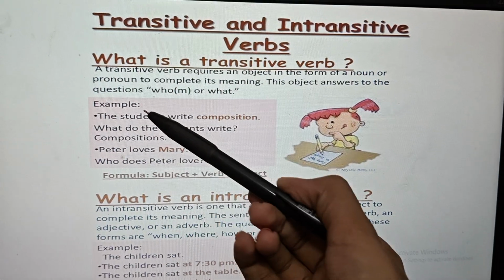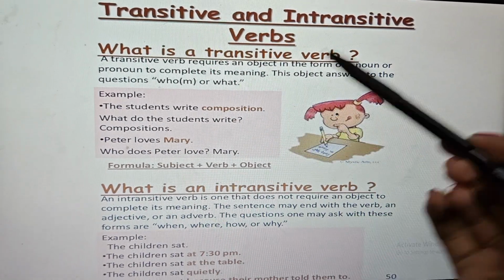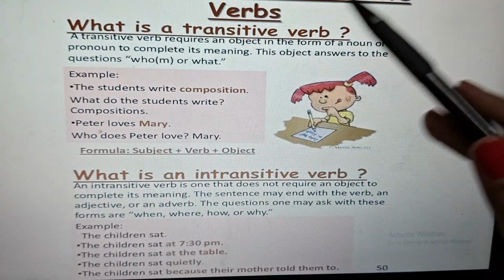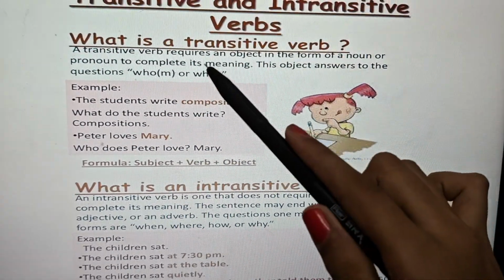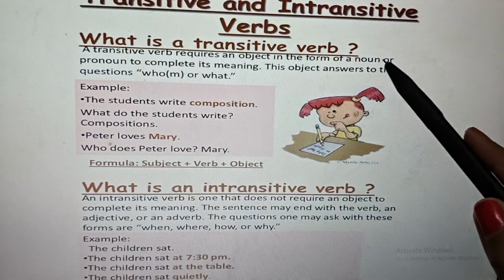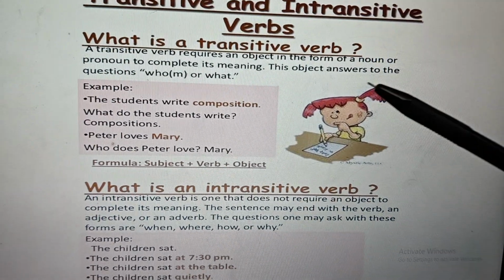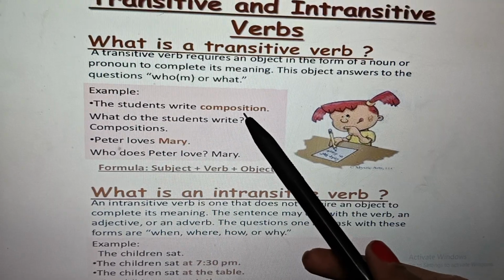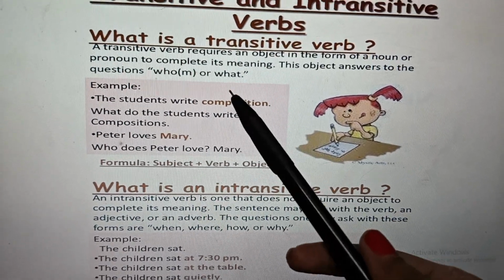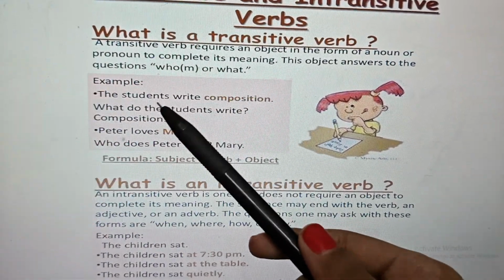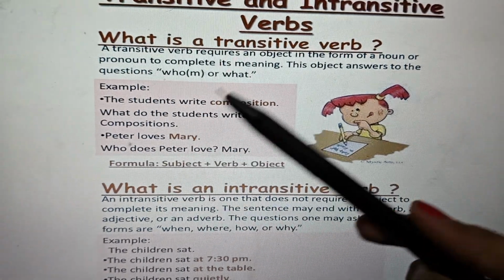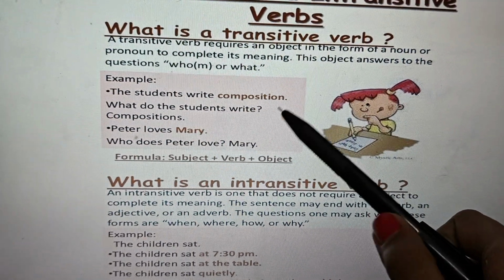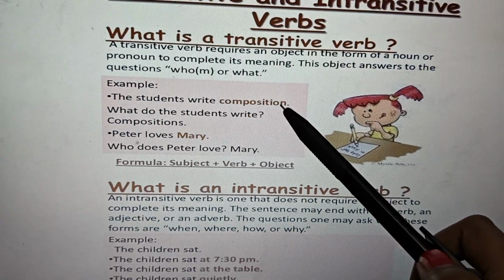The students write composition. So this student is writing a composition actually. Now what they're saying about the transitive verb is it requires an object in the form of noun or pronoun. You already know what is an object. So here identify an object. Yes, composition, because the student is a subject and composition, what they're doing, they're composing something, and that's why it's an object.